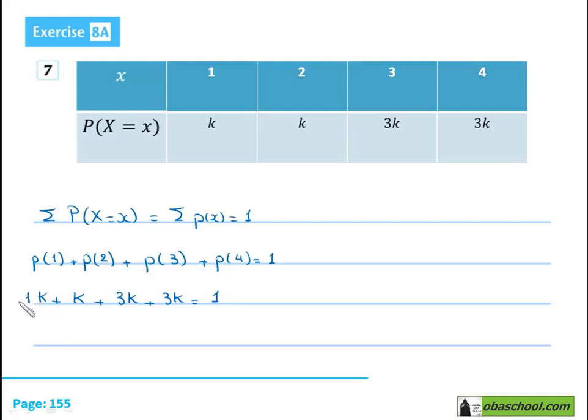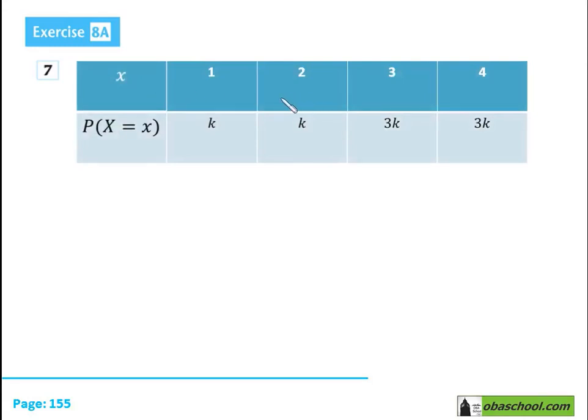When k has no number, it means we have 1. So 1 plus 1 plus 3 plus 3. That means 8k is equal to 1. Therefore, k is equal to 1 over 8. We can leave it in the form of a fraction, or we can change it into a decimal, which is 0.125. Now we have finished part A. The constant is equal to 0.125.